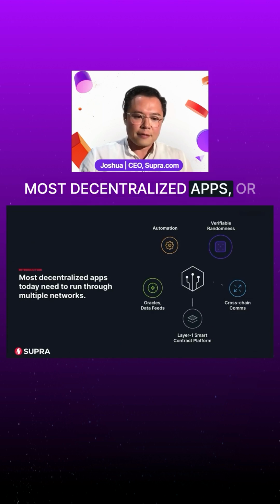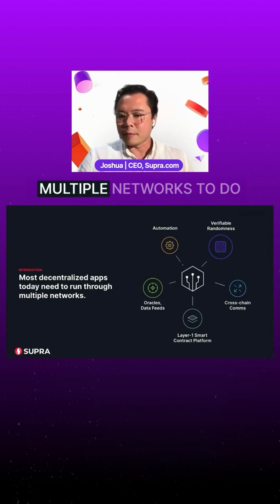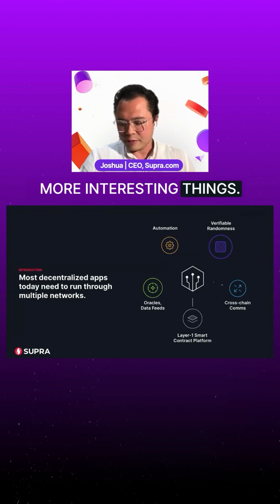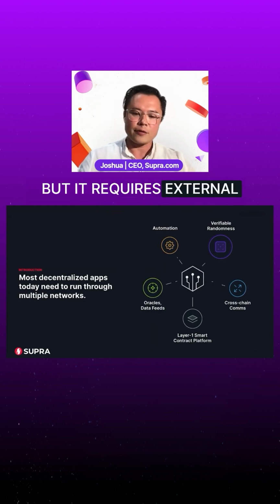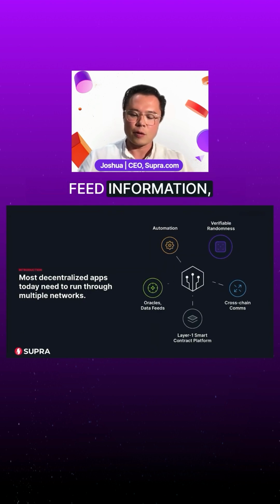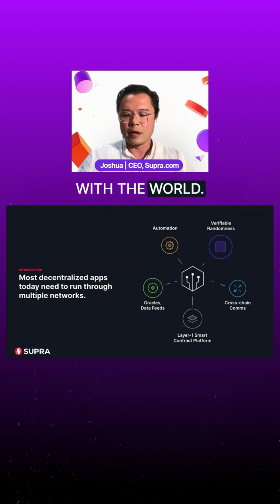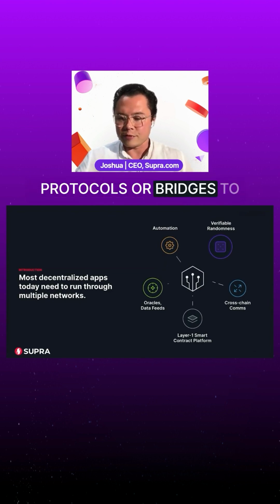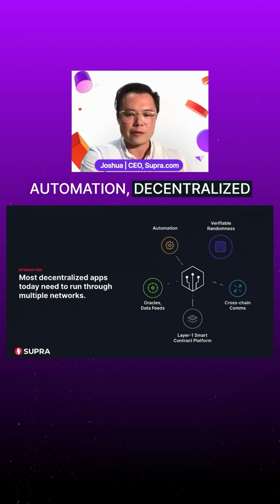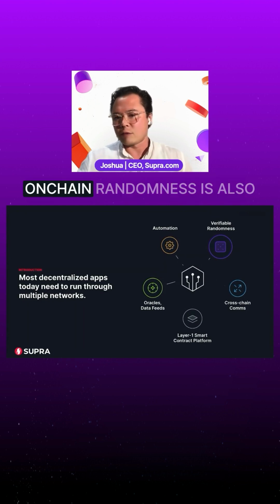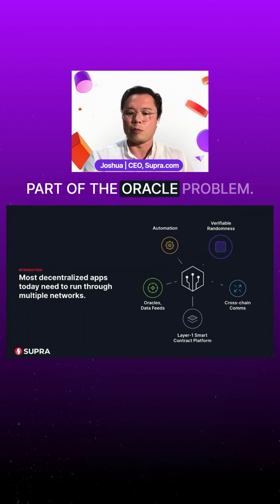Most decentralized apps, or dApps, need to run through multiple networks to do more interesting things. Perhaps the dApp is running on layer one, but requires external networks for price feed information, oracles to communicate with the world, cross-chain communication protocols or bridges to communicate to different layer ones and layer twos. Automation, decentralized if-this-and-that networks, on-chain randomness is also a part of the oracle problem.